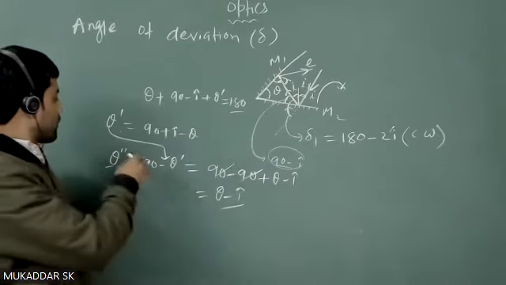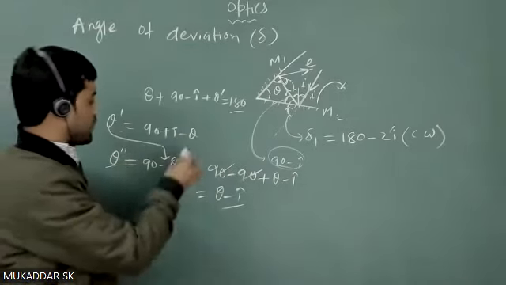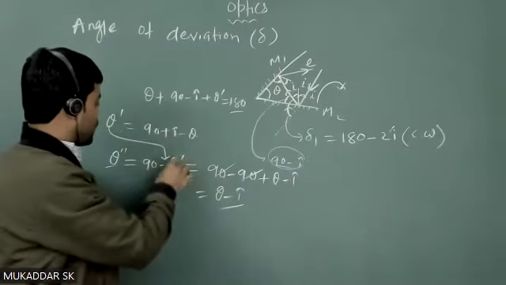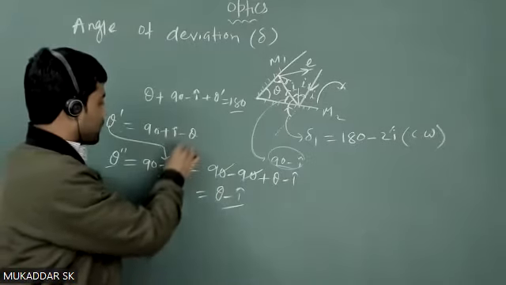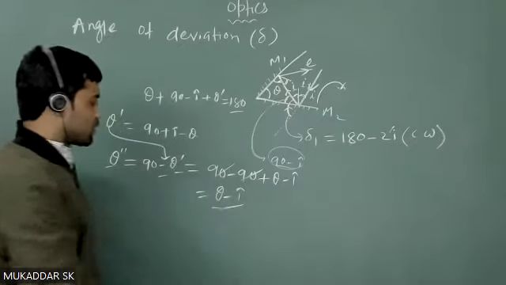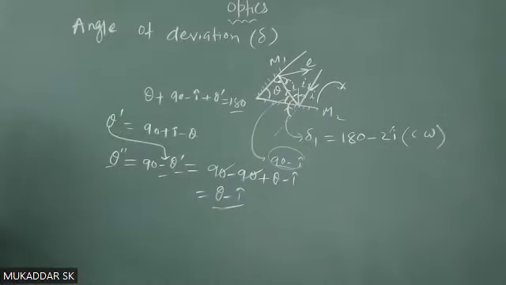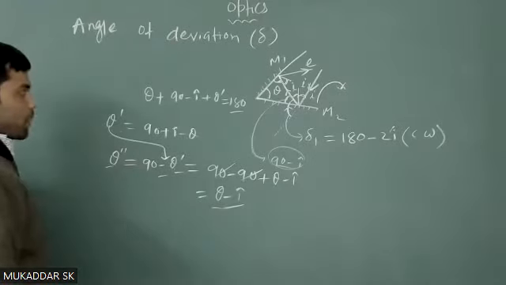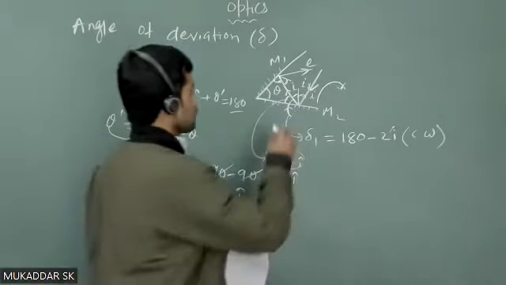It means theta double prime should be equal to 90 minus theta prime. And I have calculated that theta prime. I'll substitute here and I'll get theta double prime, that is theta minus I. Okay. Yes, sir. Okay.